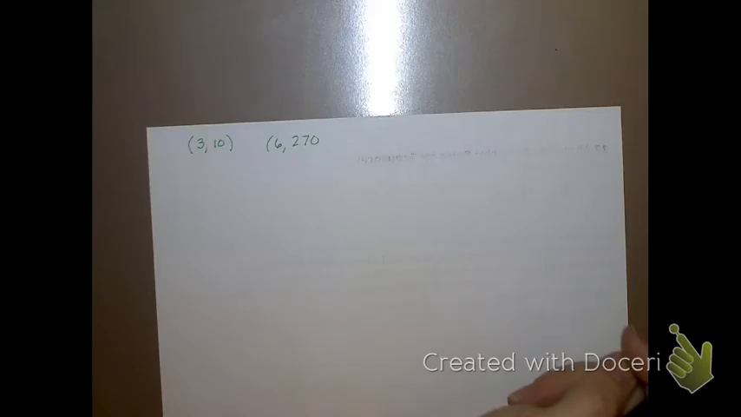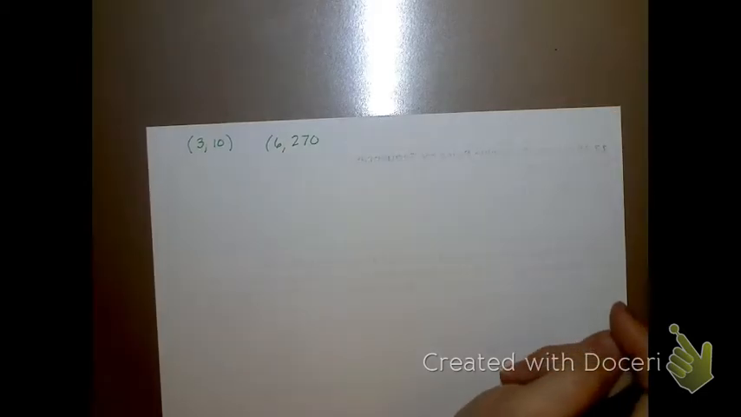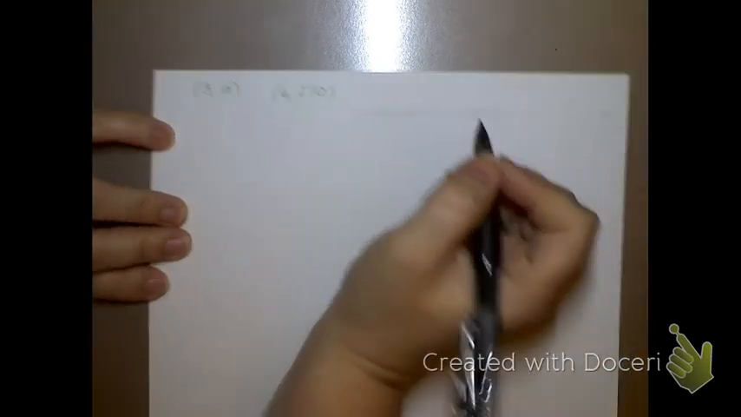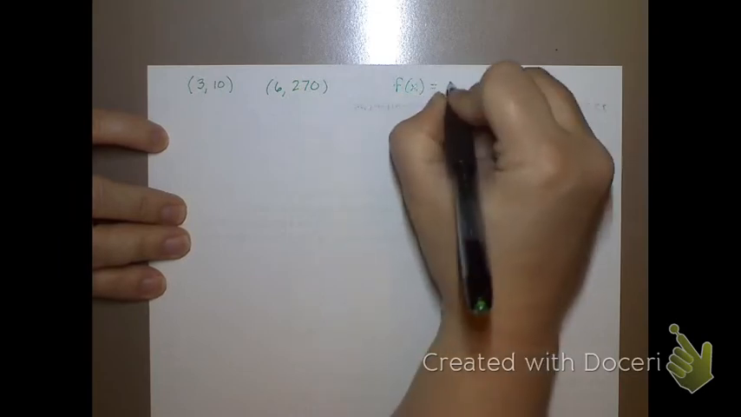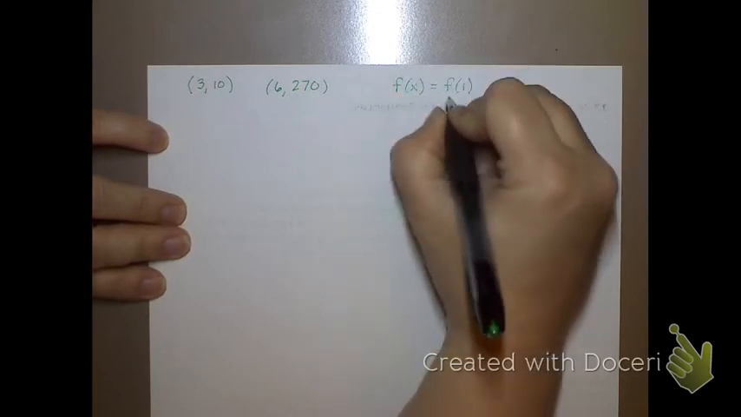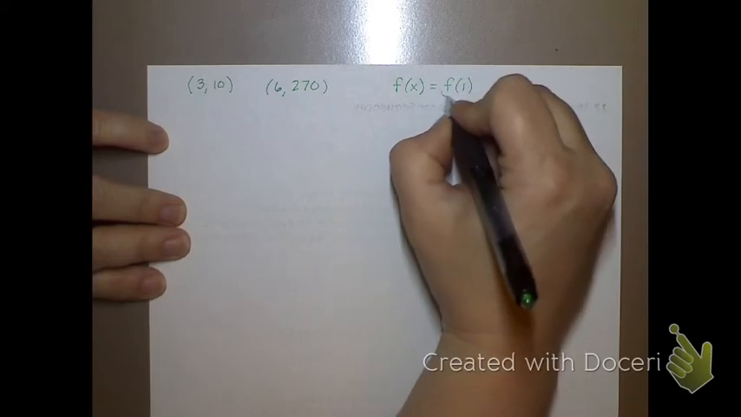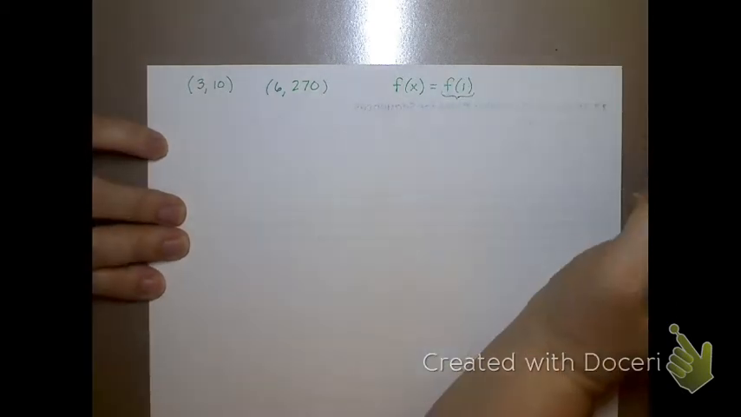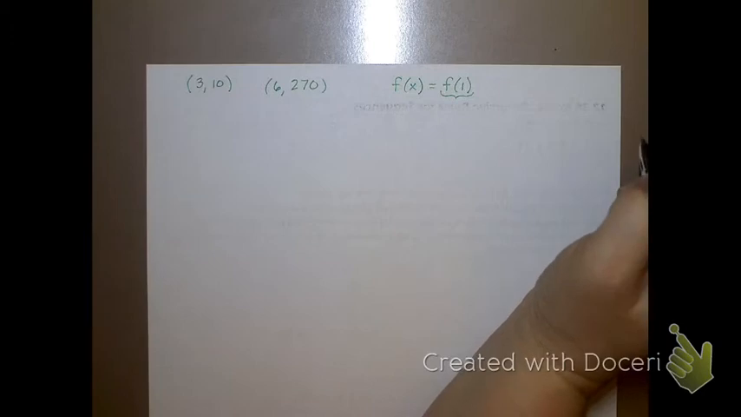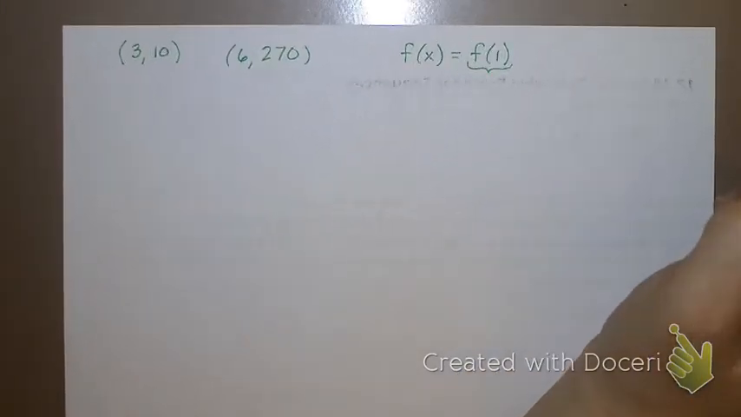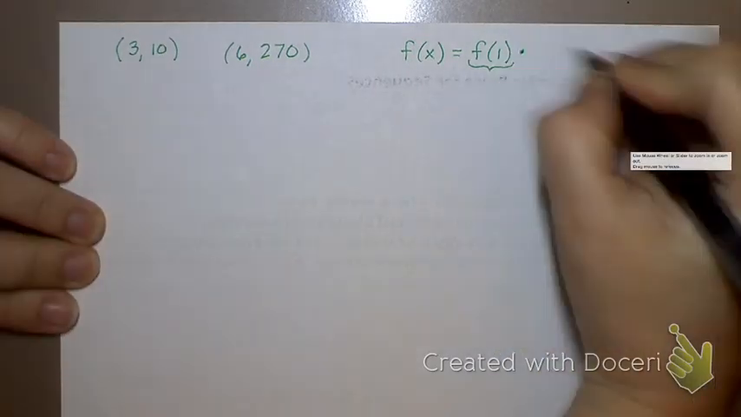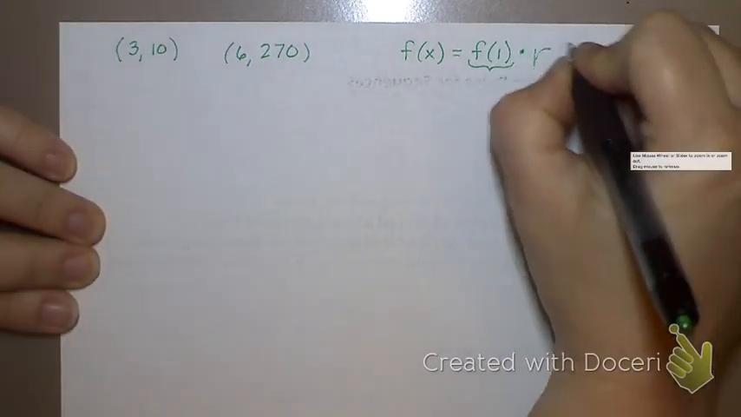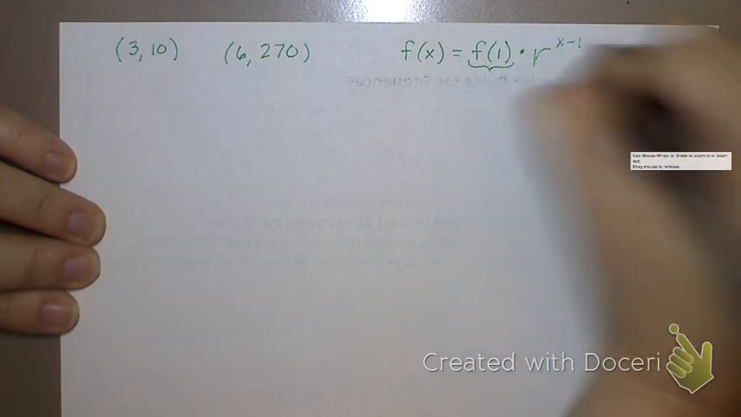And I've been given 2 points. Okay? Everybody with me? So, here's my 2 points. My explicit form would be f of x equals the first term, which we call f of 1. Now, this is not f times 1. Remember, this is a notation that just means the first term. You may scroll in a little bit. Is that better? Times what? R to the x minus 1.